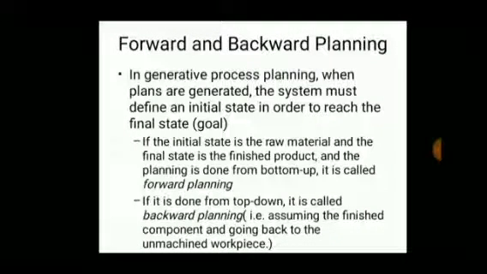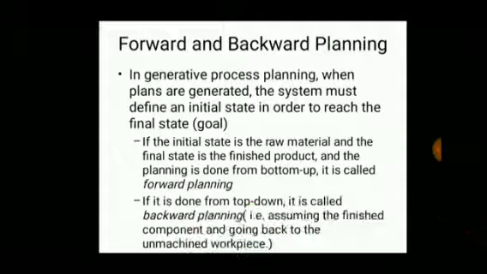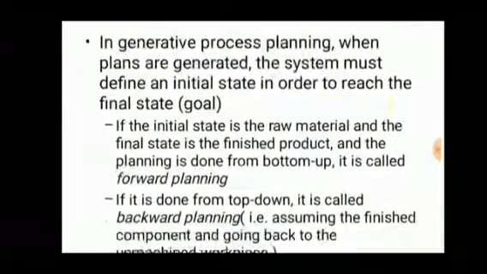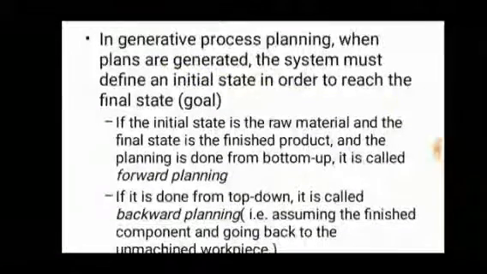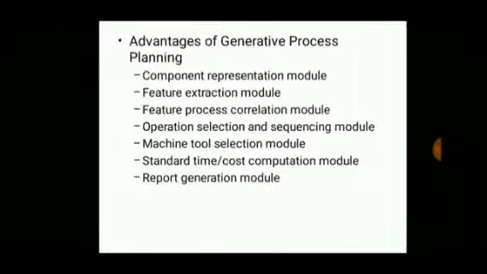Then forward and backward planning. In generative process planning, when plans are generated, the system must define an initial state in order to reach the final state. If the initial state is the raw material and the final state is the finished product, and the planning is done from the bottom up, it is called forward planning. If it is done from the top down, it is called backward planning.